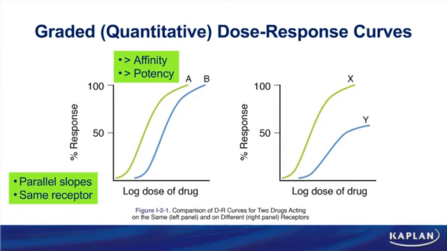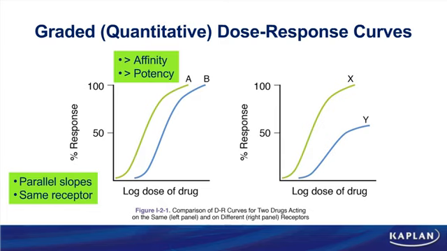What do you say? You say since A is shifted closer to the y-axis, drug A has greater affinity for its receptor compared to drug B. When you think about potency, it doesn't matter if the slopes are parallel. You just simply look for the curve shifted most to the left. Curve A is closer to the y-axis. That indicates that drug A also has a greater potency than drug B. So to summarize those things, greater affinity and greater potency for drug A compared to drug B.